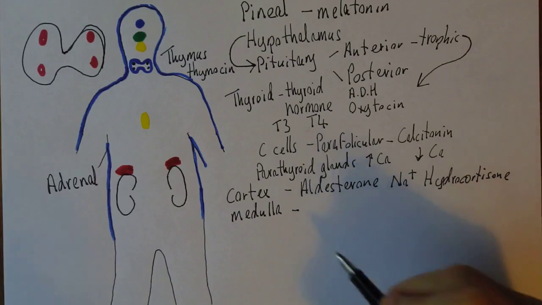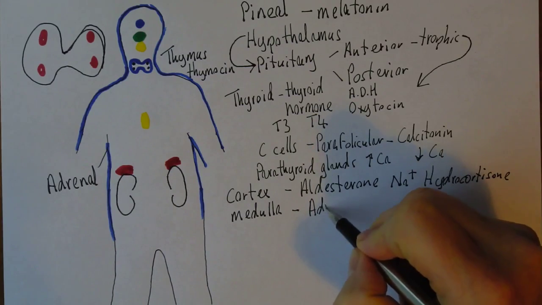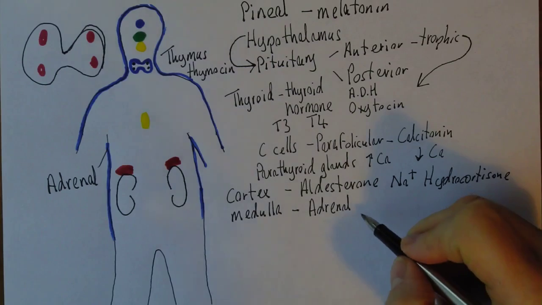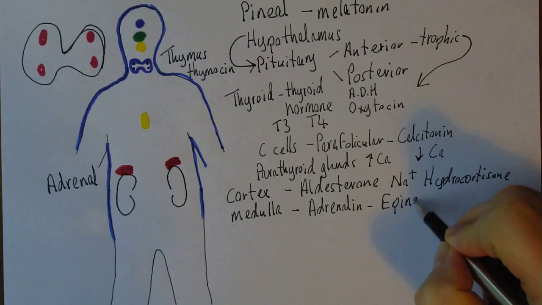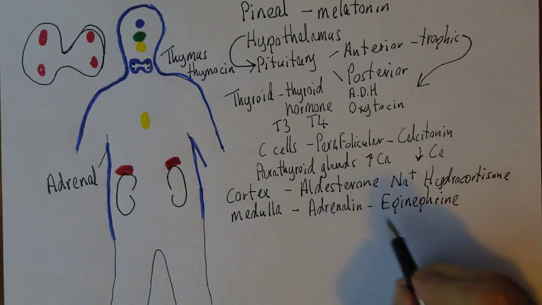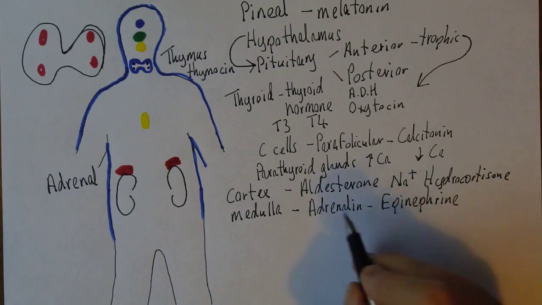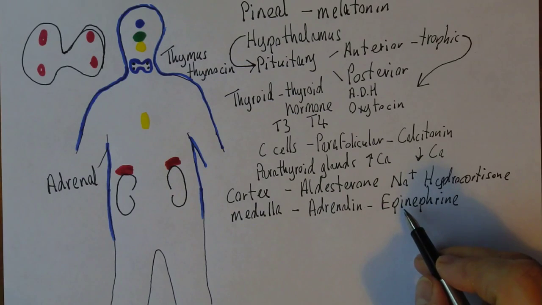The inside part, the adrenal medulla, produces what we call catecholamines. So it produces adrenaline, unless, of course, you're in the States where it's called epinephrine. Now, this is just terminology. Adrenaline and epinephrine are exactly the same thing. The adrenal medulla also produces noradrenaline and norepinephrine. It's exactly the same molecule. This is why EpiPens are called EpiPens, because they contain adrenaline.